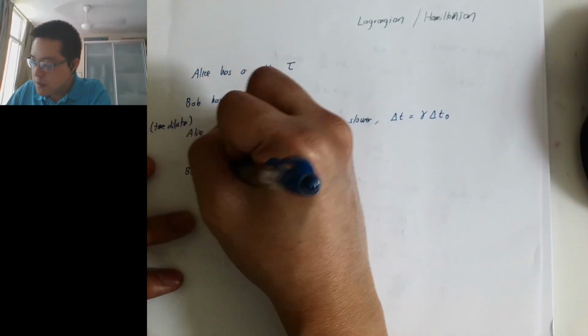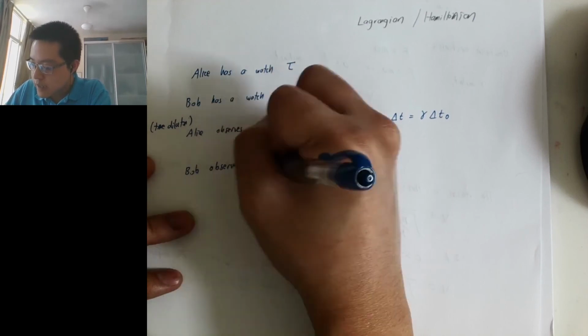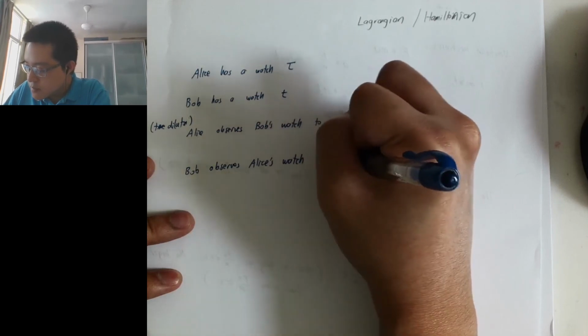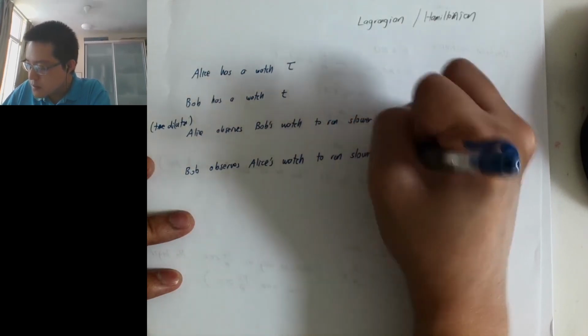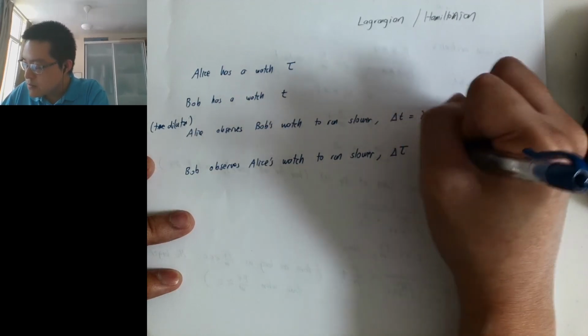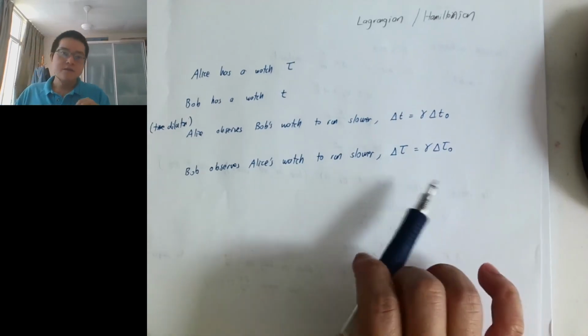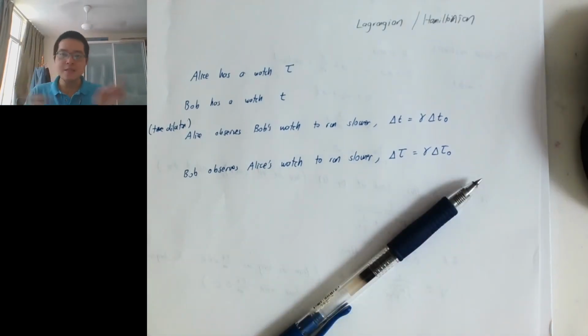So Bob observes Alice's watch to run slower. So my delta tau is equal to gamma tau 0, right? The two persons always say opposite things. Alice says Bob is slow, then Bob says Alice is slow. So who is correct? It cannot be both true at the same time, because if someone is slow, then someone will be older by the time they come back together, correct?